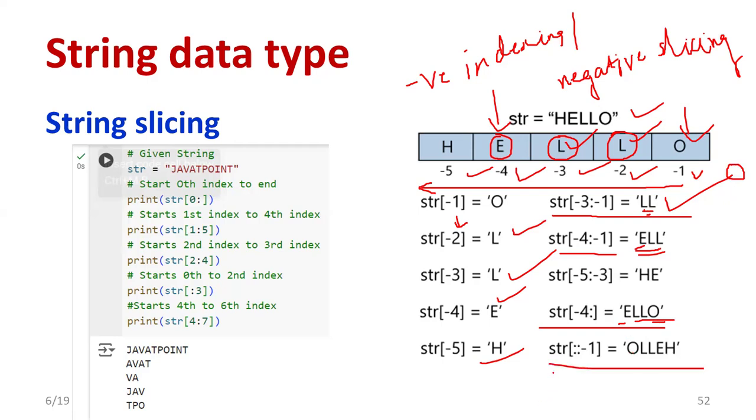Similarly, there is another case like str double colon, 1, colon 2, then -1. Here what is going to happen? First of all, you have to identify that only the upper limit is specified. Upper limit is what? -1. Yes, -1 means O. Then the rest of the elements you can write in this fashion: O, the next element is L, then L, E, H. This is the way to mention this particular slicing operation.